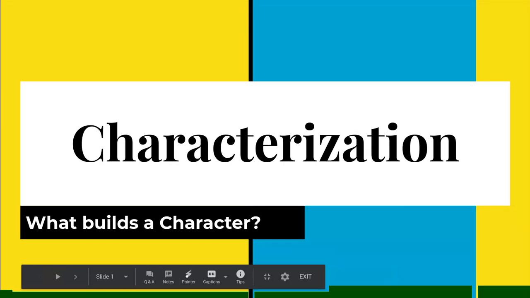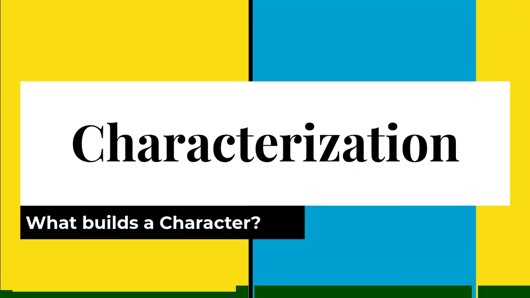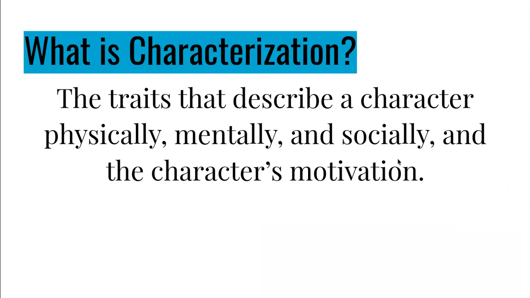All right, so characterization. That's what builds a character. So, what is characterization? The long definition is the traits that describe a character physically, mentally, and socially, and the character's motivation. Basically, if I ask you to tell me about a character, whatever you use to describe what they look like, how they think, how they interact with other people, how they talk, the reasons they do the things they do, all of that is part of their characterization. It's what makes up a character.